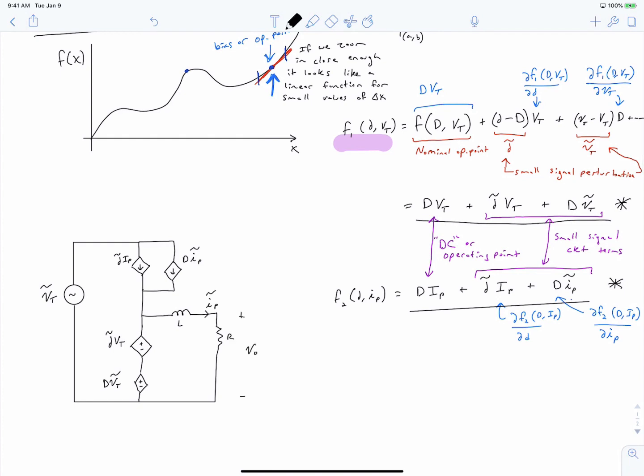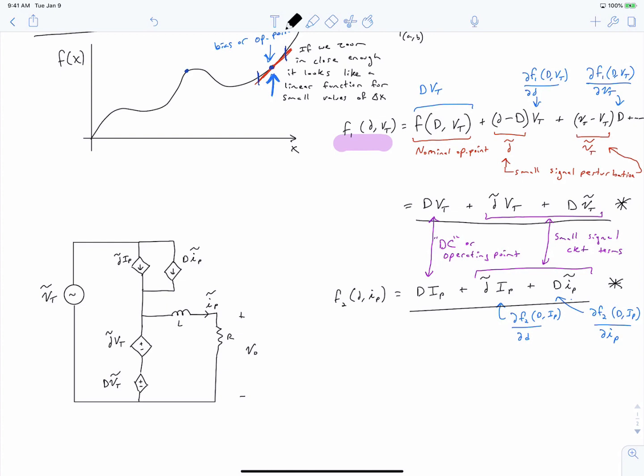And we now have a complete circuit that we can study to extract transfer functions. So now we have a linear circuit where all of our sources consist of only one time varying quantity. We can vary any of the tilde terms. All of the capital letter terms correspond to our bias point or nominal DC circuit operating point.